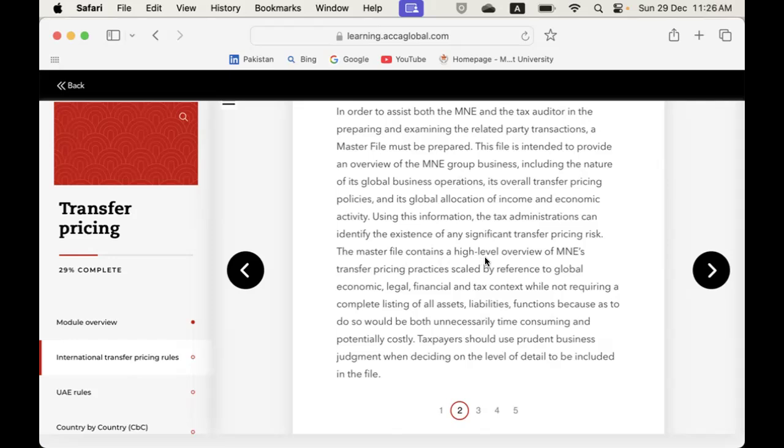The master file contains a high-level overview of the multinational enterprise's transfer pricing practices, scaled by reference to the global economic, legal, financial, and tax context. So, naturally, a company is already present in, let's say, 50 countries, and in one country, the presence is very, very minimal. So, when the tax authorities look at that particular country's operations, they will know that the overall size of the operation in the context of the global operation is so minimal that a lot of transfer pricing risk does not exist here. They will find that out by having a look at the master file.